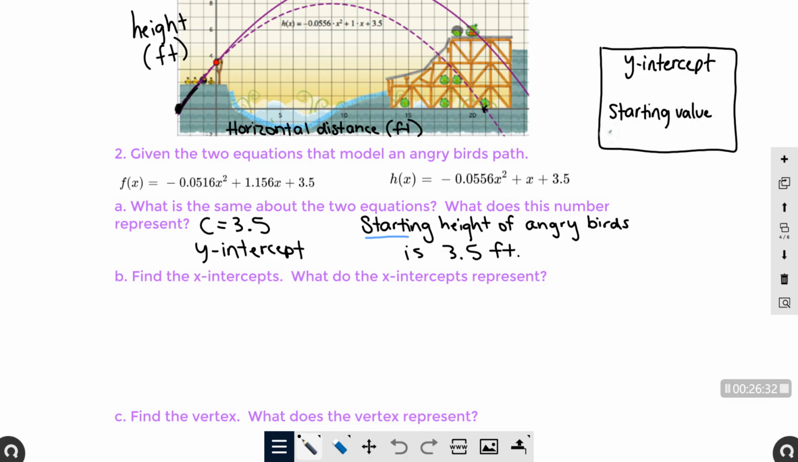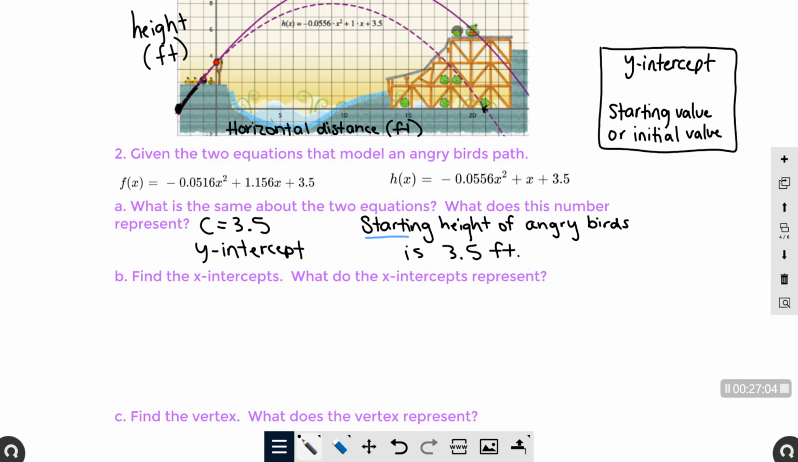So this is the starting value. Some people also call it the initial value. Also, right above that, you probably already wrote this, but it's when x equals what? 0. So when the horizontal distance was 0, the starting height of the angry birds was 3.5 feet. But a lot of people talk about it as the starting value or initial value. But remember, it's a y value.